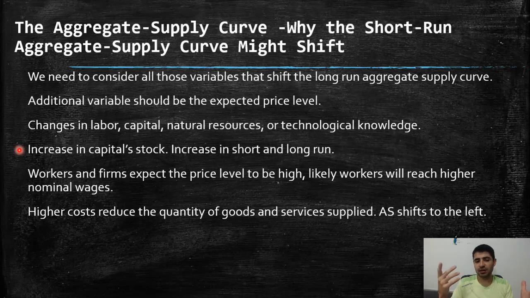An additional variable should be the expected price level, along with changes in labor, capital, natural resources, or new technological knowledge. When we have an increase in capital stock, there is an increase in the short and long run. When workers and firms expect the price level to be high, workers will likely ask for higher nominal wages, and these higher costs reduce the quantity of goods and services supplied, so AS shifts to the left. So it depends. If it's good for the supply, it shifts to the right. If it's bad, it shifts to the left.